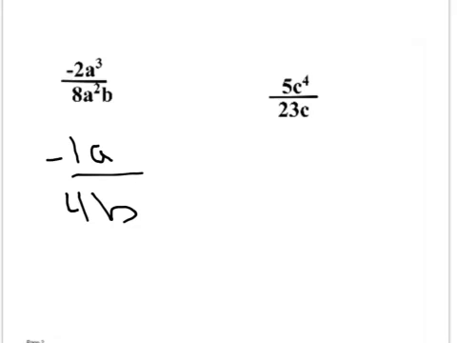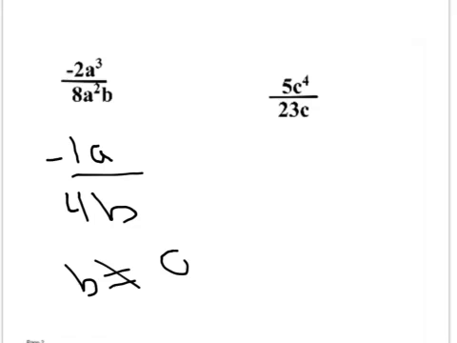What's my excluded value? What if it asks for the excluded value? How about b cannot be 0? If b was 0, would you have 0 on bottom? Yes, you would, right? Because what is 0 times 4? 0, since it's multiplied. So b cannot be 0. So these are both your answers: negative a over 4b, and b cannot be 0.